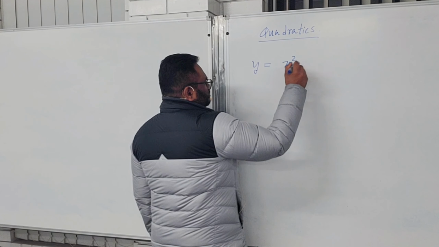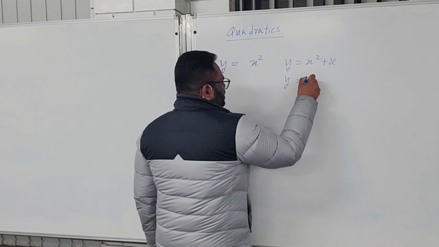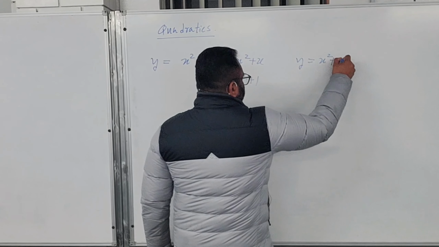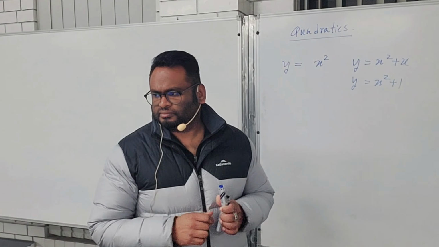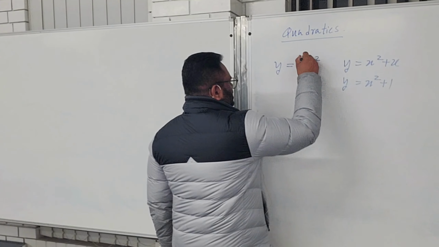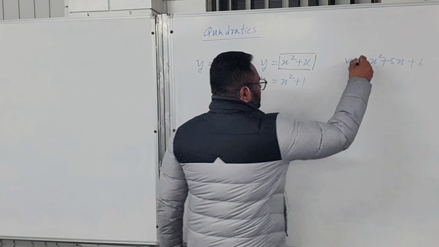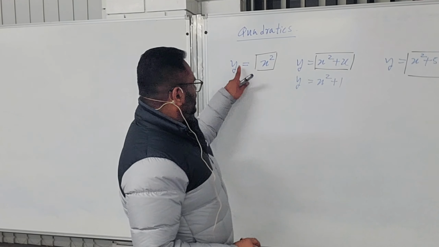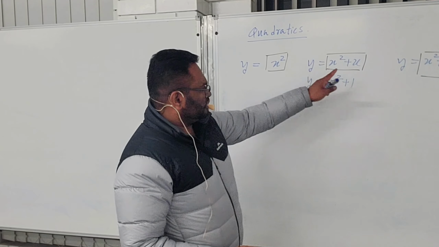y is equal to x squared, y is equal to x squared plus x, y is equal to x squared plus 1, y is equal to x squared plus 5x plus 6. All of these are called quadratic equations in this case. Just this is called a quadratic expression. So when that equates to something else, it's a quadratic equation. So these are quadratic equations.